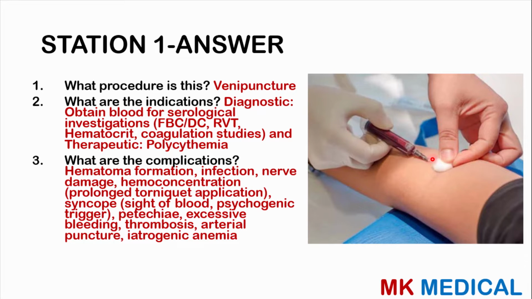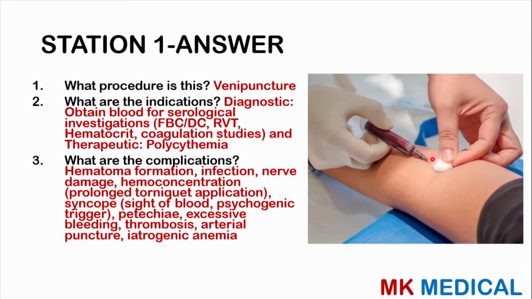We may also do this in therapeutic ways, like for example in polycythemia, where you actually want to reduce the red blood cell content, the white blood cell content, because as these people have a very high white blood cell, platelet as well as red blood cell content, their blood is very viscous and they run the risk of forming thrombi. Then what are the complications of a vena puncture?